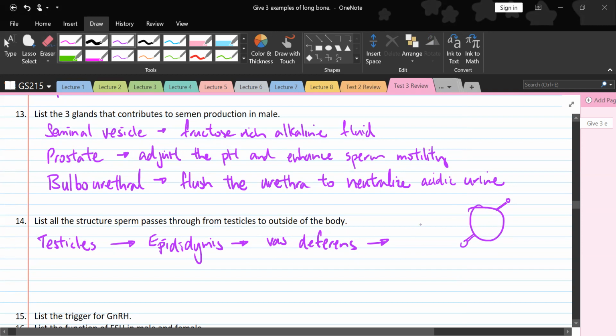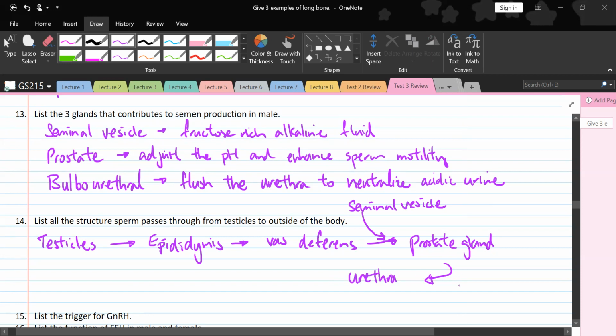Okay, so the vas deferens will go through the prostate gland, and along the way, the seminal vesicle will add secretions to the mixture. And then it's going to transition into the urethra. And again, along the way, there's going to be the bulbourethral gland. Okay. That's basically the path. Pretty straightforward.